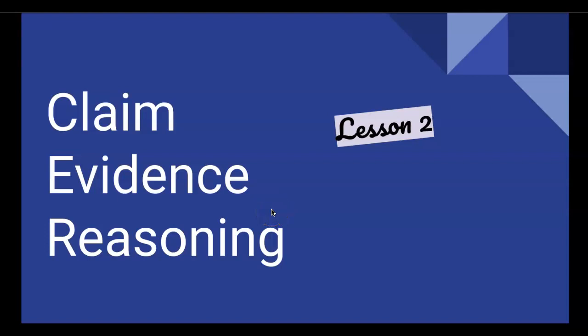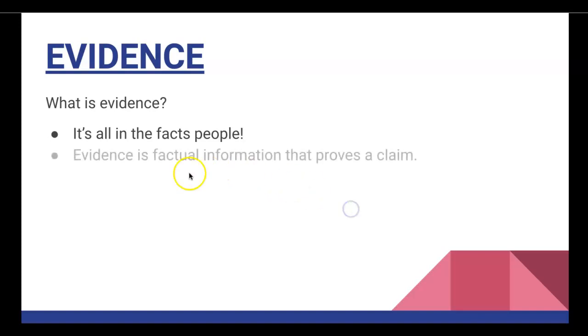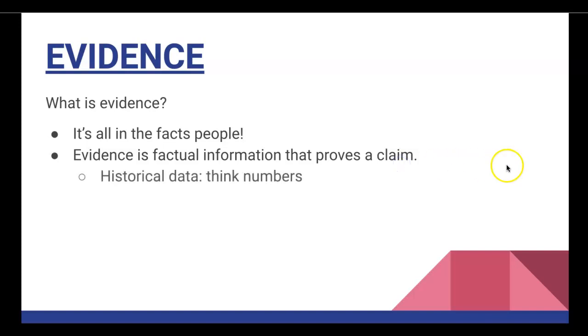So let's get started. To begin with, we need to understand what evidence is. It's all about the facts, people. Here's what I mean. Evidence is factual information that proves a claim. So we're going to talk about a list that can be considered evidence in our social studies classes.